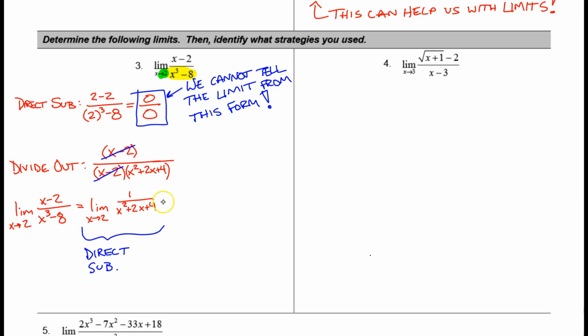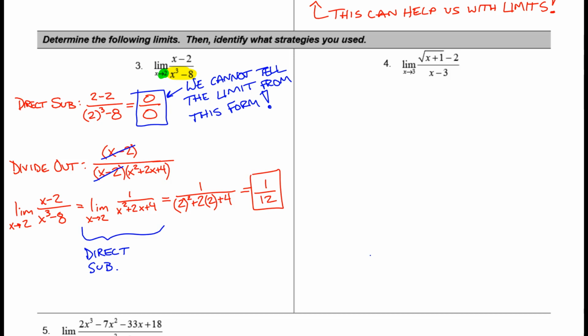Okay, so direct substitution here gives me 1 divided by 2 squared plus 2 times 2 plus 4. 2 squared is 4, 2 times 2 is 4, so that gives me 1/12. And that is the answer to this problem. The limit of x minus 2 over x cubed minus 8 as x approaches 2 is 1/12.